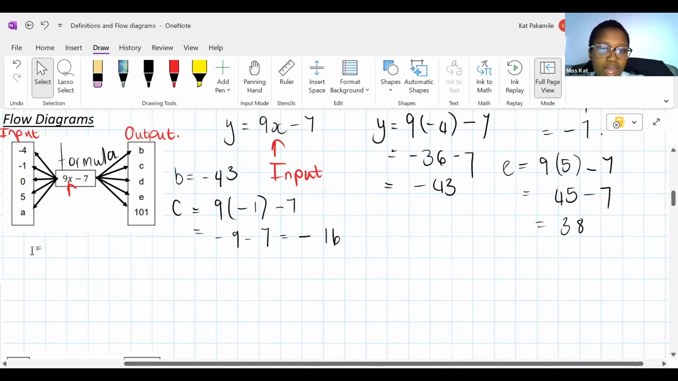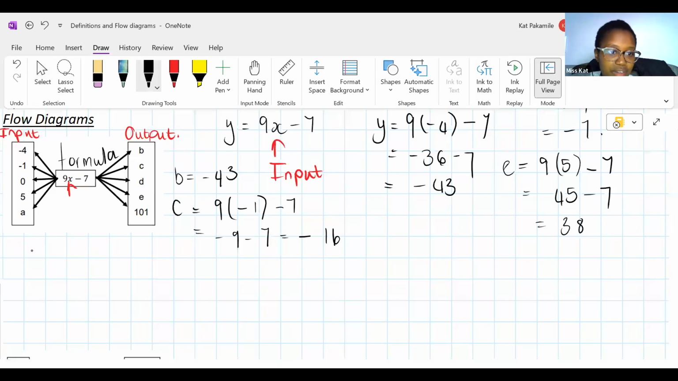Okay. So with A, we'll have to do the opposite, because if A is equal to, nope, never mind, sorry. This time we have our output. So then, instead of saying minus 7, we're going to add 7. And instead of saying times 9, we're going to divide by 9, right?